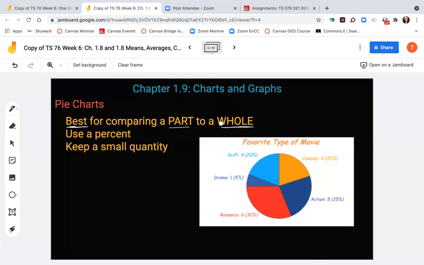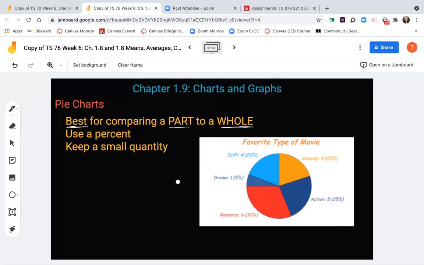If our business is doing a certain amount of things, and we want to know which one's really not helping, sometimes a pie chart's perfect. You always want to express the answer in a pie chart, usually as a percent, like you'll see here: 20% of favorite types of movie, 20% like sci-fi movies, 5% like dramas, 30% romance and comedies, 20%, and 25% action adventure.